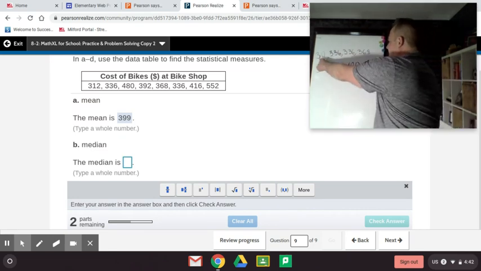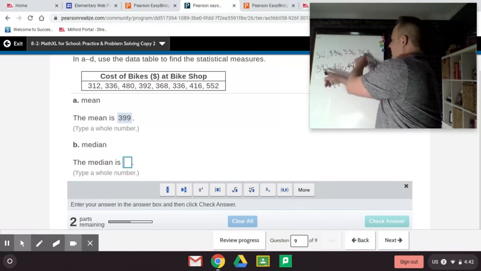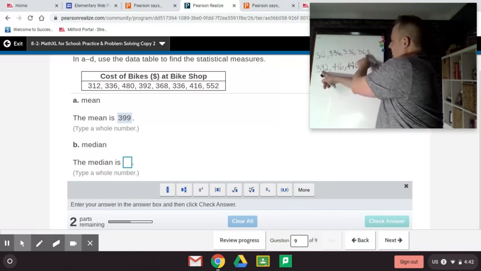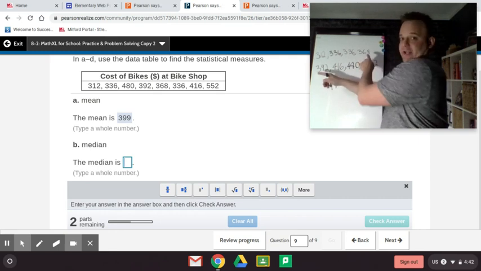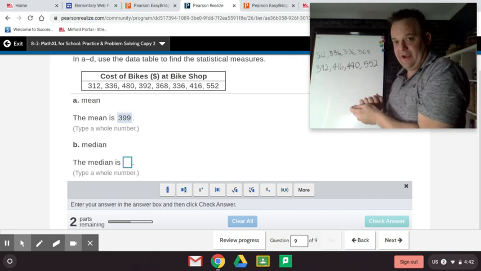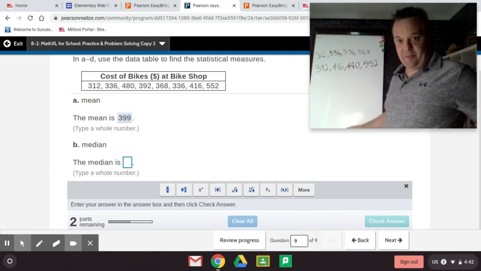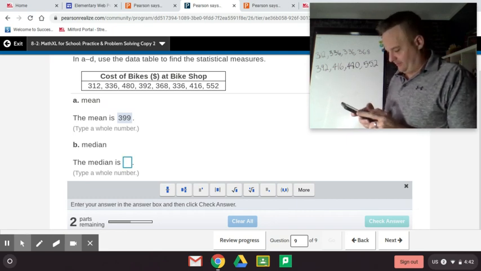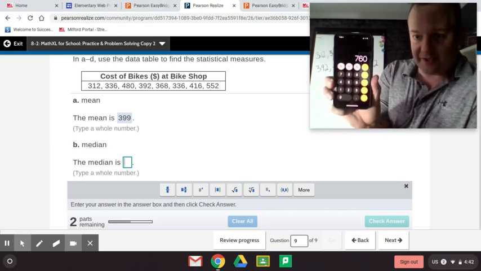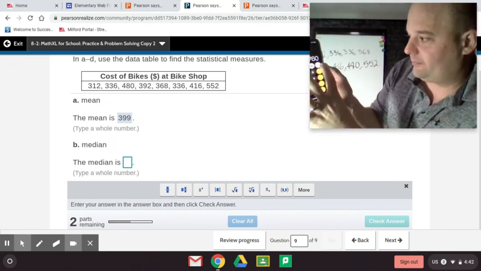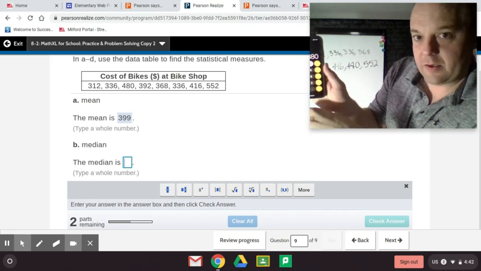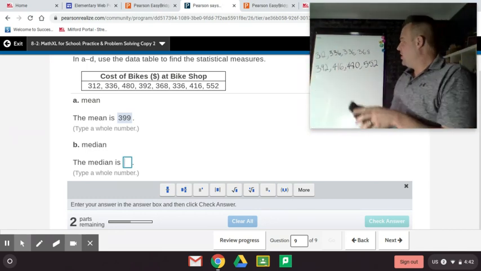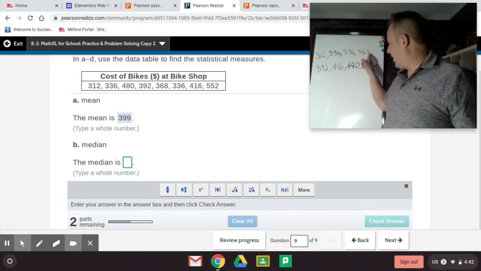Okay, so now you go like this. I kind of set it up where you could see. So we came between these two numbers. So we're going to add these two up and we're going to divide by 2 to find the average of those two middle numbers. So I'm going to take 368 plus 392. And I got 760. And I'm going to divide by 2. Okay. I get 380. Notice how 380 is right between there.